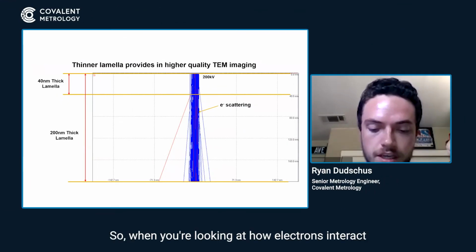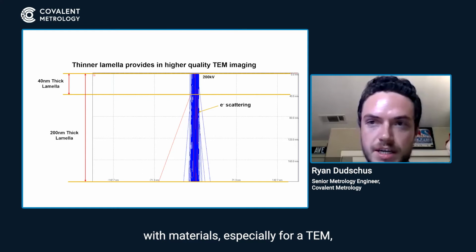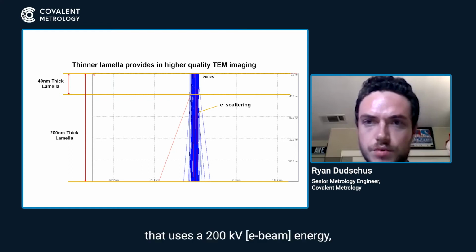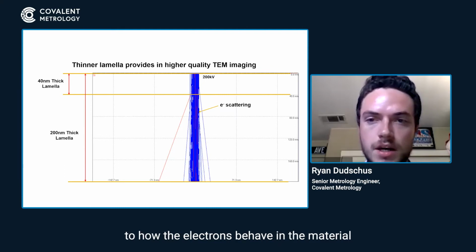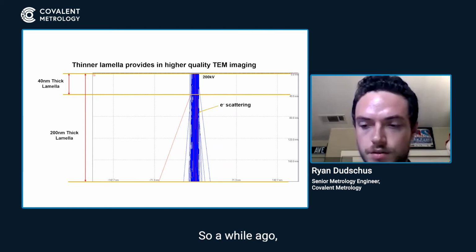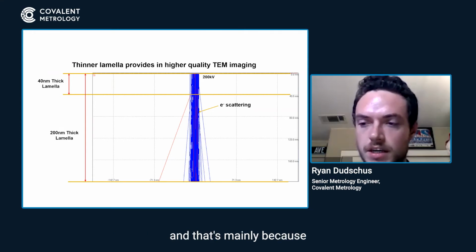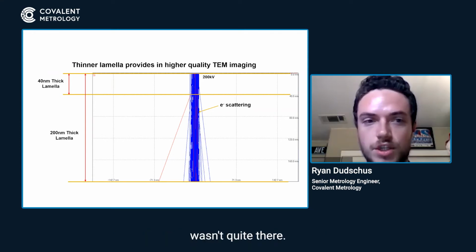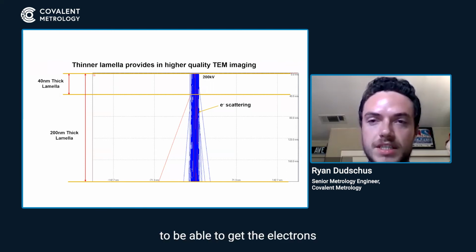So when you're looking at how electrons interact with materials, especially for a TEM that uses a 200 kV landing energy, it's very important to pay attention to how the electrons behave in the material and how they scatter. A while ago, TEMs used a higher landing energy of 300 kV, mainly because the technology to make thin lamella wasn't quite there, and so you needed a higher energy electron to be able to get the electrons to transmit through the sample.